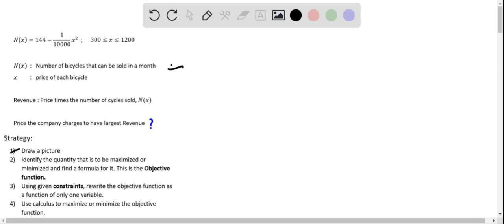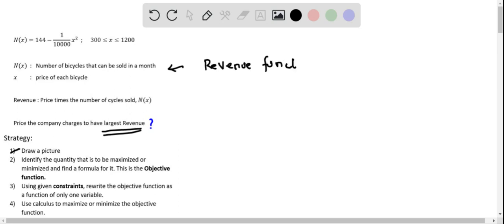So for this problem, clearly we have to find the largest revenue, that is the price at which the company charges to have the largest revenue. So clearly the revenue is our objective function. So let's see if we have a formula for the revenue function. We don't have one as of now, so we can create the revenue function.